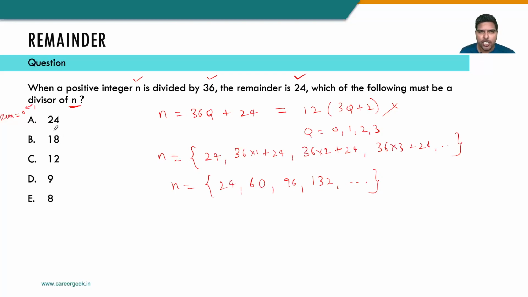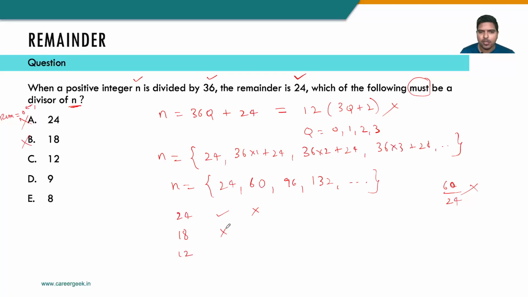Now you might want to check with 24. 24 is divisible by 24, yes. 60, is it divisible by 24? The answer is no. It should be divisible by all these values. Now check for 18. Will 24 divide 18? No, it doesn't divide. So we need not go further.